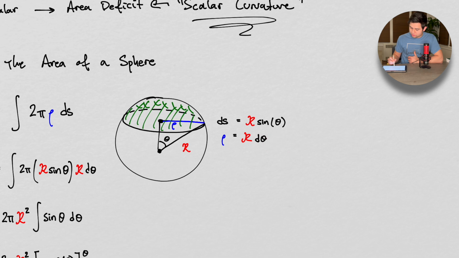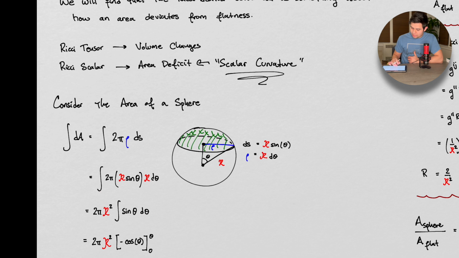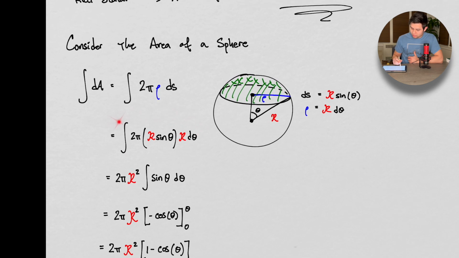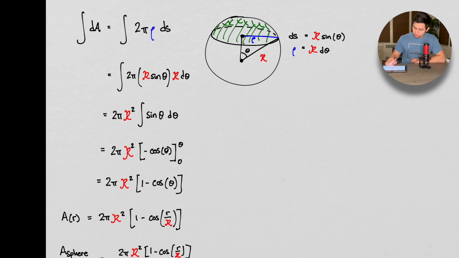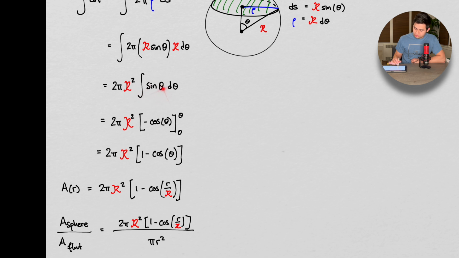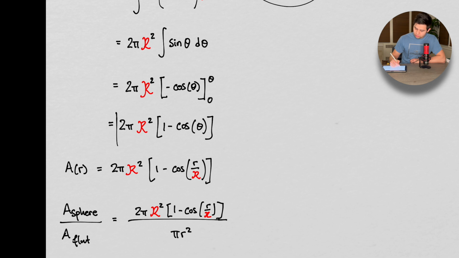These are the two relationships we want to keep in mind. And with that, we plug everything into here, and then we can do some algebraic manipulation. Integrating sine, we get this from 0 to theta. So this is the general formula for calculating that area.